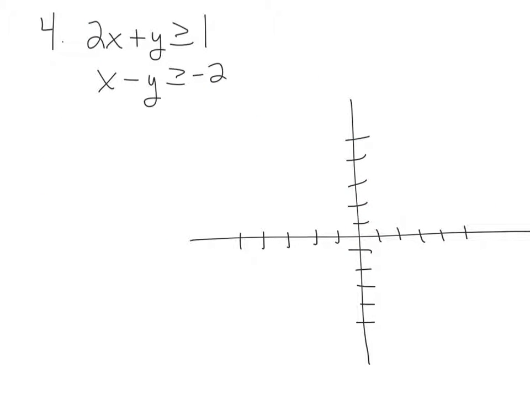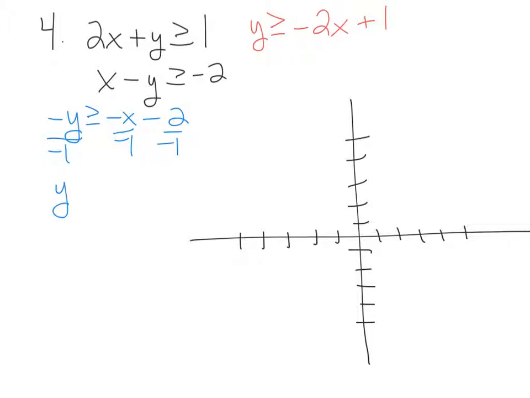All right, both of these equations are not in slope-intercept form, so I need to do some rewriting. This top one is nice and pretty. If I subtract 2x from both sides, I get y is greater than or equal to negative 2x plus 1. That worked out well. The bottom one I'm going to do the same steps, but it takes me twice. If I subtract x, I get negative y is greater than or equal to negative x minus 2. Then my next step is to divide everything by negative 1. Remember, when I do this, I need to flip the sign, because that's the rule of inequalities: when I multiply or divide by a negative, I need to flip the sign. So now I have y is less than or equal to x plus 2.